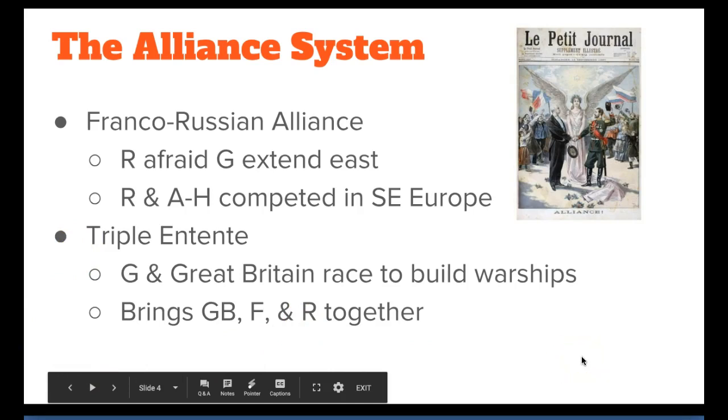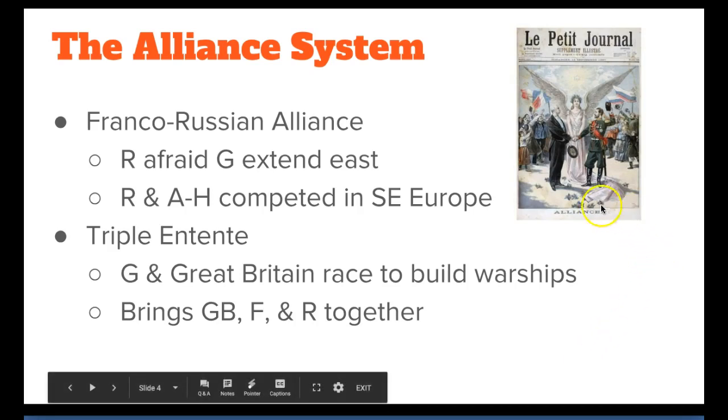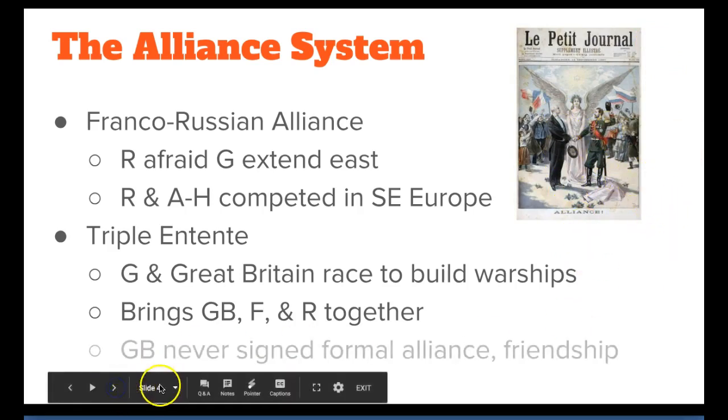So I've got a couple of images that portray the Triple Entente, and you can see that it says Alliance down here. This is a French publication. You have the French on one side, you have the Russians on the other. It says that Great Britain never signed a formal alliance, and part of that has to do with their friendship with France. So they just joined the club without signing a formal piece of paper.